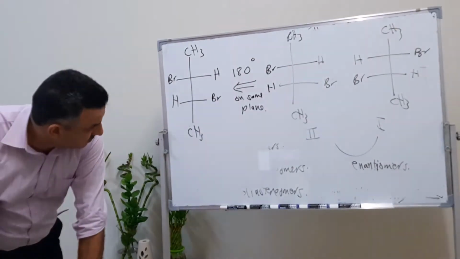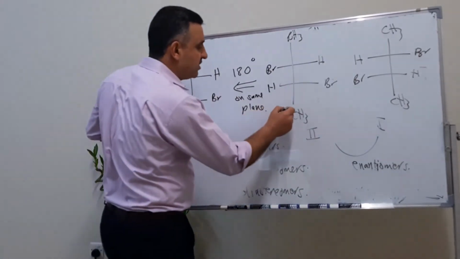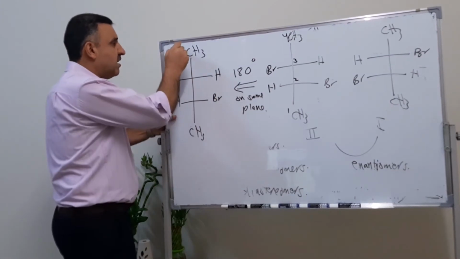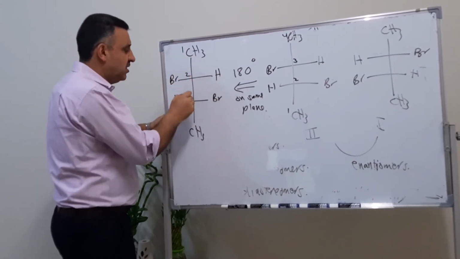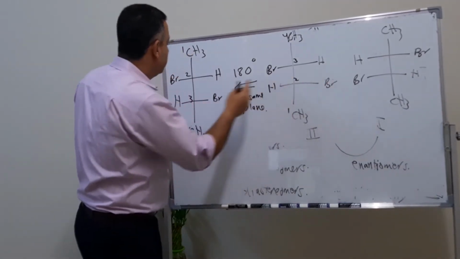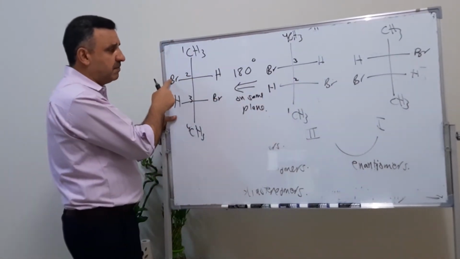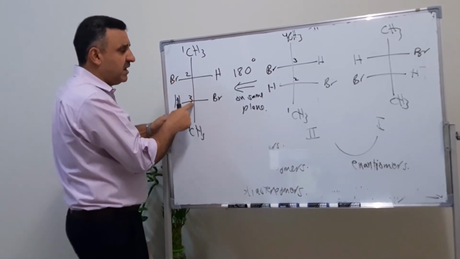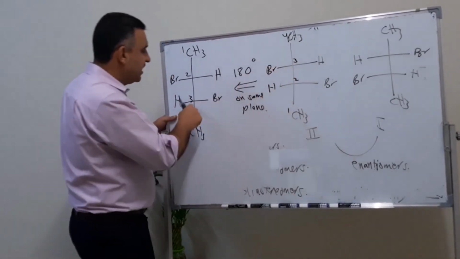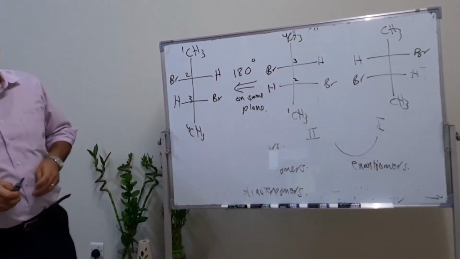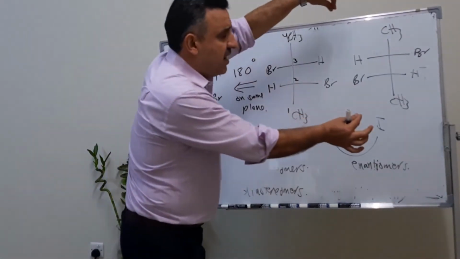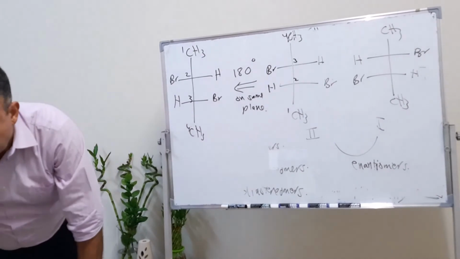Simply imagine this is 1, 2, 3, 4. When you rotate it, the 1 becomes here, then 2, 3, 4. Number 2 was the bromine to your right, so it becomes the bromine to your left. Number 3 was the bromine to your left, so it will be to your right. So this is the new structure after rotation. Hold it from the methyl and bring it there, they will never superimpose. Do you follow me?